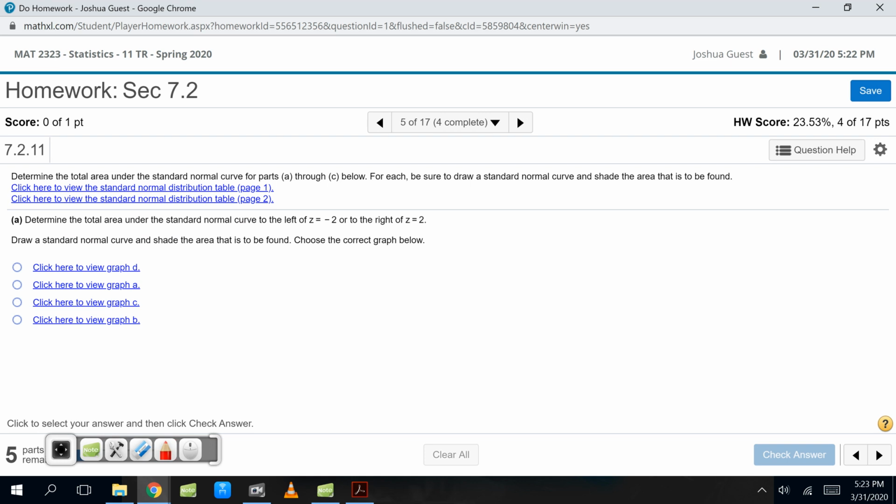Determine the total area under the curve to the left of -2 and to the right of 2. Draw the curve and shade the area. So let's do this. Let's just look at them. D.